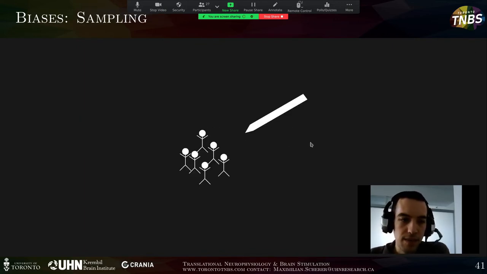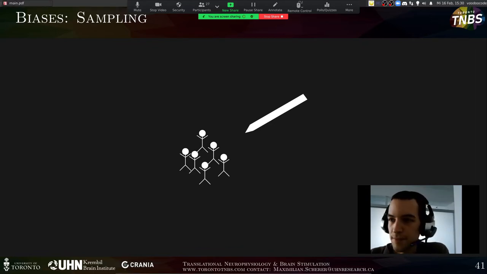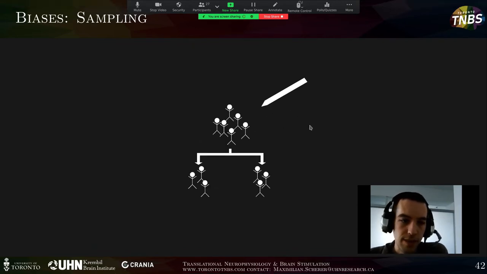Then you're gonna have the sampling bias, which is kind of similar to the survivorship bias. It's a little broader in scope. Let's say you have your population and you want to do some testing on them, let's say you have some drug that you want to test on them. You split them into two groups, and then you find that in the left group your drug is more potent than in the right group.